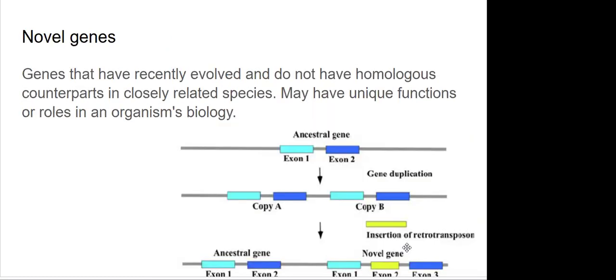Retrotransposons. If you have stuff like that that can move anywhere, then every now and then it's going to put something into place, and something new is going to happen. So that's what these novel genes are likely coming from.